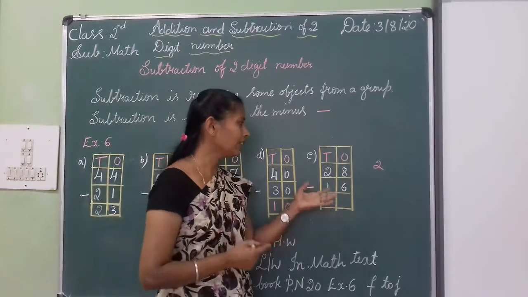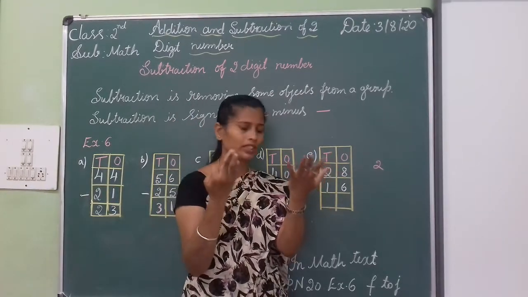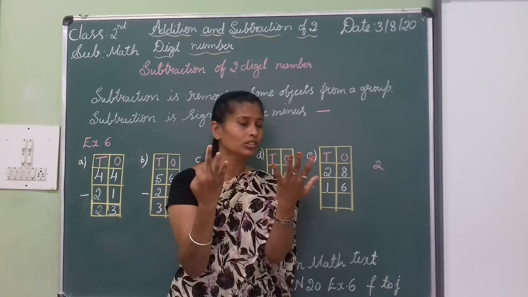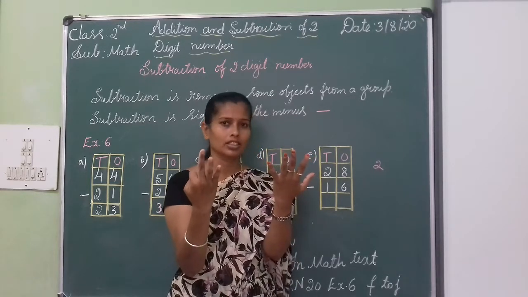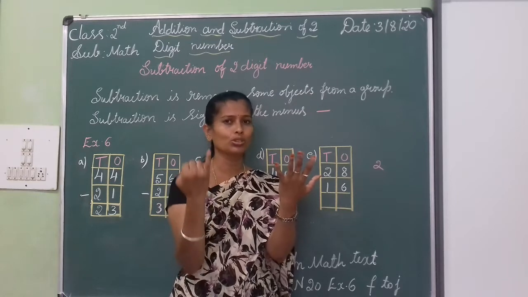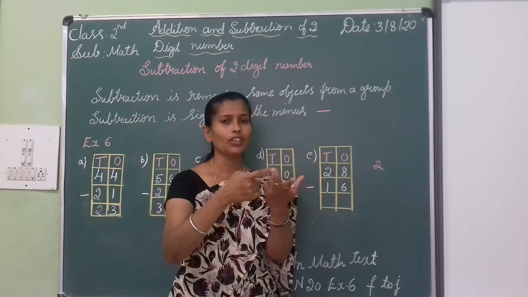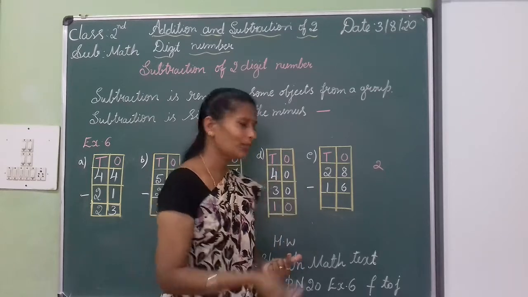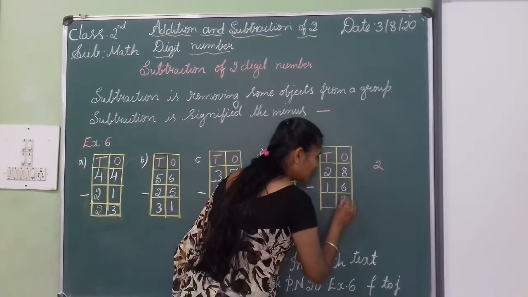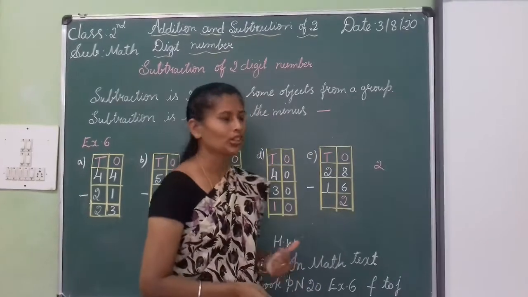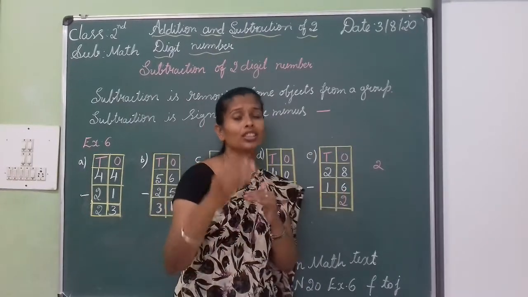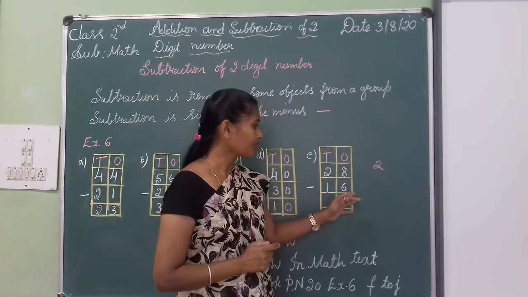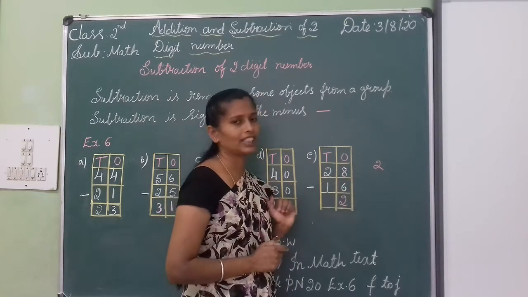This is one method. Another method is fingers. Keep 8 fingers. How many do we remove? 6. Remove 1, 2, 3, 4, 5, 6. How many are remaining now? 1, 2. The answer is the same, write 2 in the ones place. Got it? Then come to the tens place.